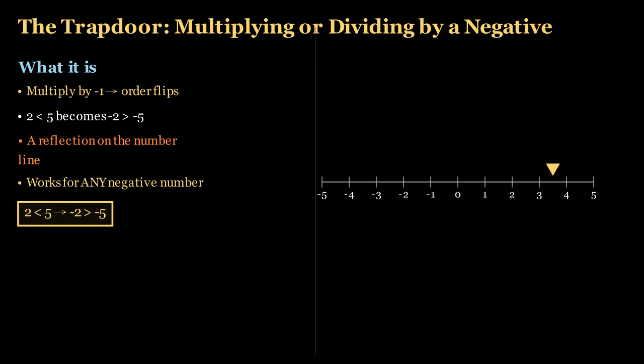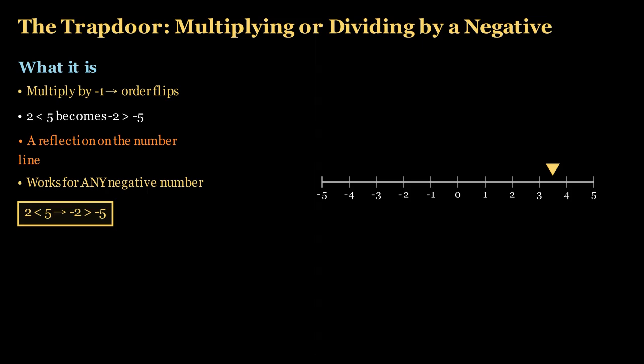Multiplying by -1 is like reflecting the whole number line through 0, like a mirror. Everything that was on the left jumps to the right, and vice versa. This flip happens whenever you multiply or divide by any negative number, not just -1. This rule really matters because if you forget to flip the sign, your answer will be completely wrong.